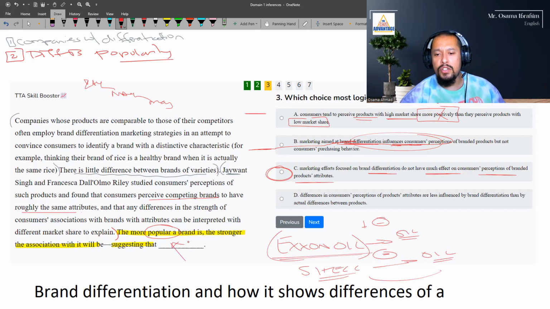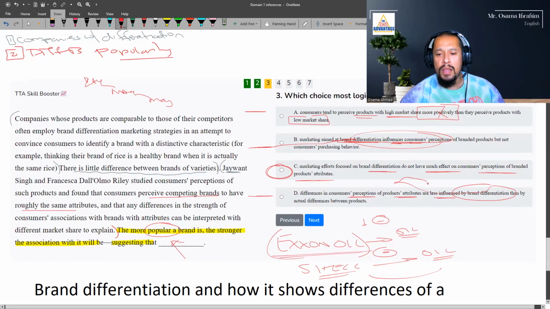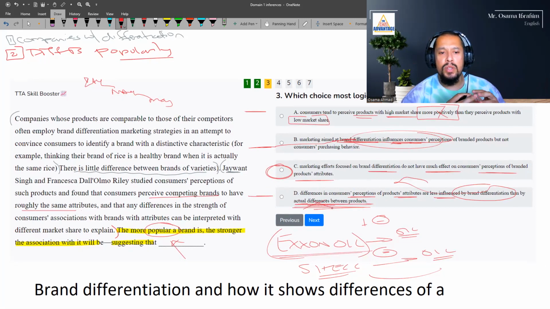Okay. And answer D, differences in consumer perceptions of product attributes are less influenced by brand differentiation than by actual differences between the products. This again, no, because the text tells us the differences between the products, they're the same, or there are not many differences. So answer C is the best answer here, that brand differentiation, the topic of the text, is not as effective as you might think.